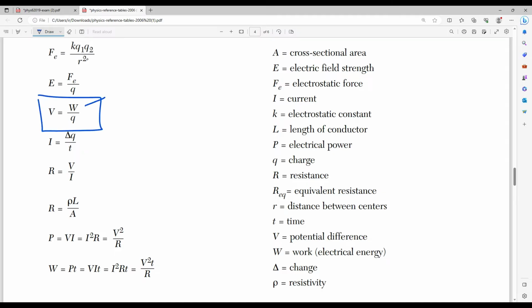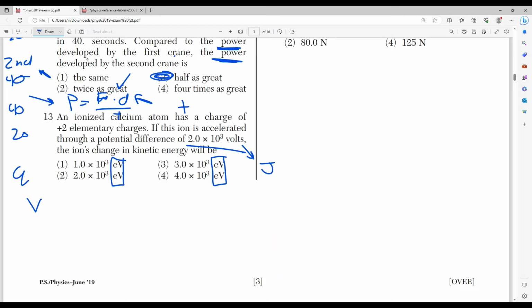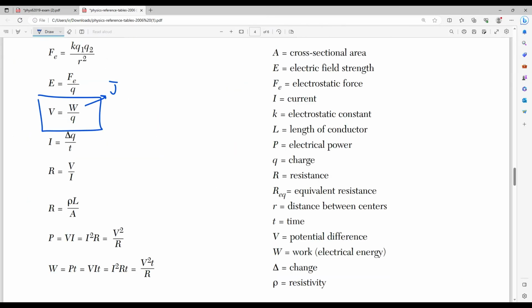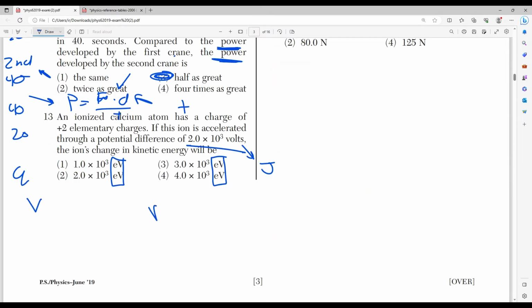And you may be asking, what does work have to do with here? Guess what? Work is in joules, and we need something to be in joules. So that joules really affirms that I am correct with the formula I'm choosing. So I'm going to write V is equal to W over Q.